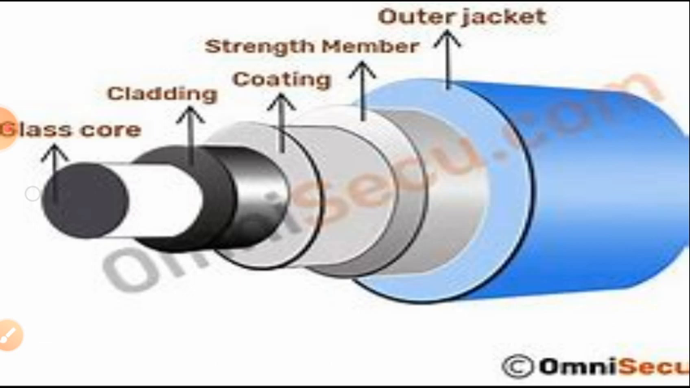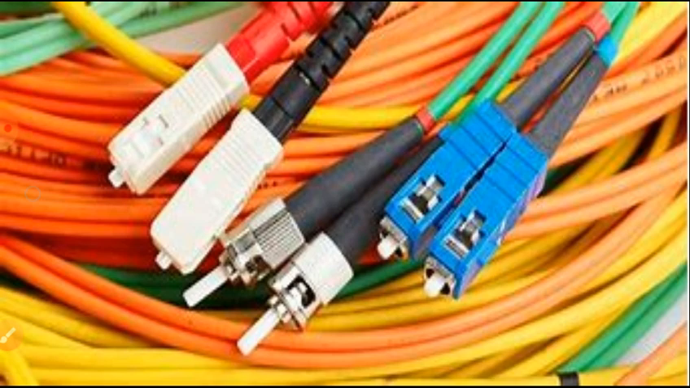This is the diagram of fiber optic cable. In this, the inner layer is a glass core, then the next layer is cladding, and then strength member coating, and then the outer jacket is of plastic. This is the diagram or example of fiber optic cables.